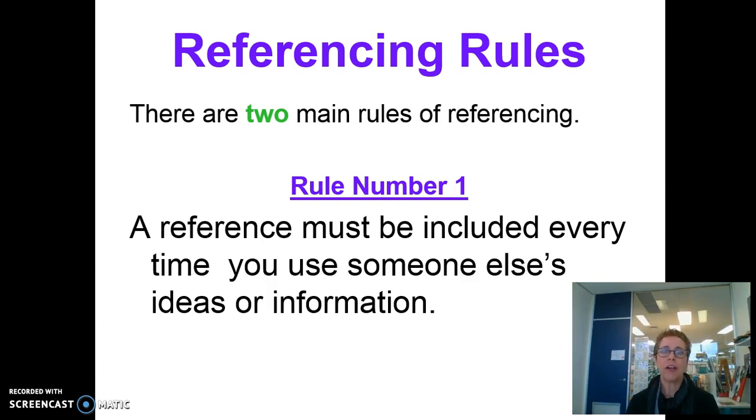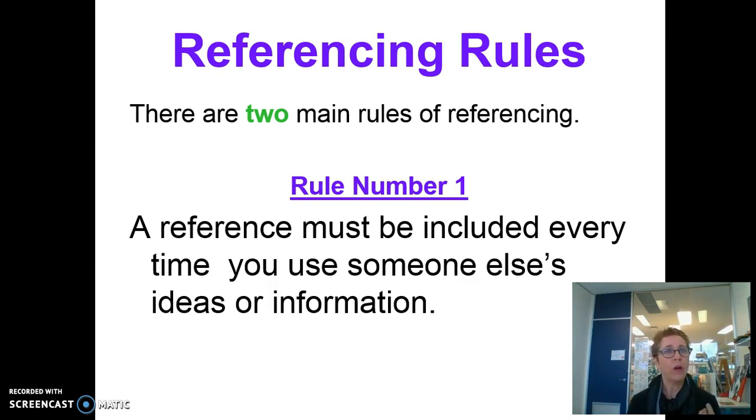Okay, so there are two main rules for referencing. So the first rule is that a reference must be included every time you use someone else's ideas or information. So that means if you paraphrase someone else's words, which means expressing someone else's ideas in your own words, just because you change it around into your own language doesn't make it yours, you still have to reference.